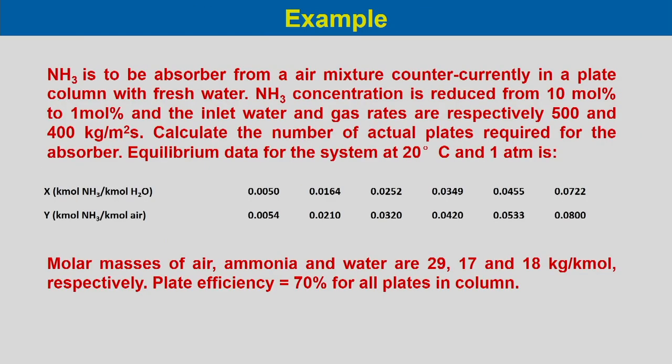Let us consider an example to solve this type of problem. Ammonia is to be absorbed from an air mixture countercurrently in a plate column with fresh water. Ammonia concentration is reduced from 10 mole% to 1 mole%, and the inlet water and gas rates are respectively 500 and 400 kg per meter square second. We need to calculate the number of actual plates required for an absorber. Equilibrium data for the system is given at 20 degree centigrade and 1 atmosphere pressure, as capital X and capital Y. Molar masses of air, ammonia and water are given as 29, 17 and 18 kg per mole. Plate efficiency is given as 70% for all plates in the column. So we need to calculate the actual number of plates required for this separation.